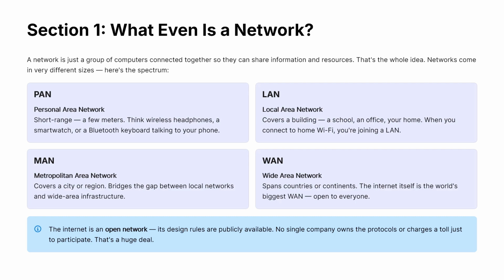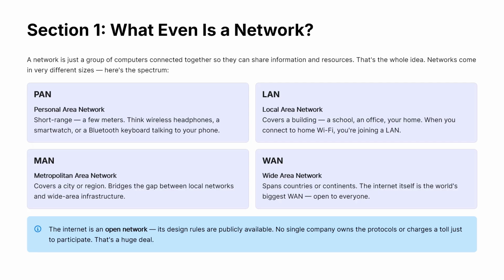Bigger than that is a MAN, a metropolitan area network, which covers a city or region. And the biggest? A WAN, a wide area network. These span entire countries or even continents. The internet itself is basically the world's biggest WAN.